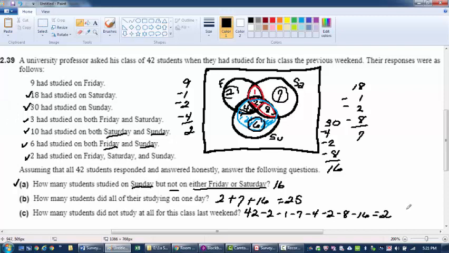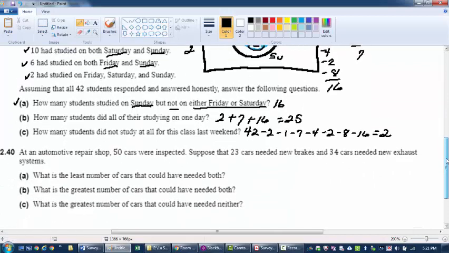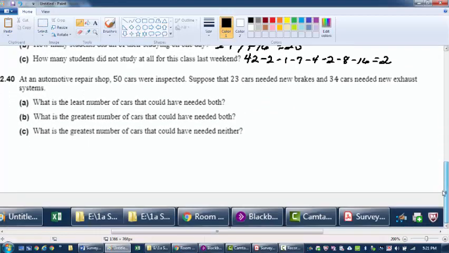Let's take a look at another type of problem. And again, it's similar to your homework. At an automotive repair shop, 50 cars were inspected. Suppose that 23 cars needed new brakes, 34 cars needed new exhaust systems. What is the least number of cars that could have needed both? So we're only really dealing with 2 sets.